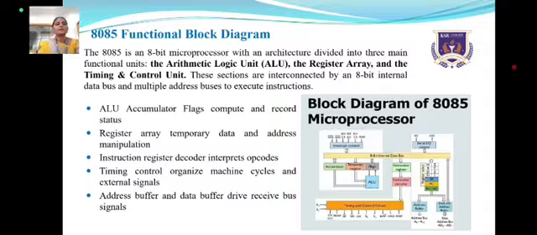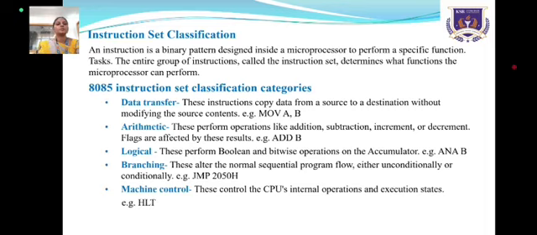ALU: accumulator, flags compute and record status. Register array: temporary data and address manipulation. Instruction register and decoder interpret opcodes. Timing and control organize machine cycles and external signals. Address buffer and data buffer drive and receive the signals.